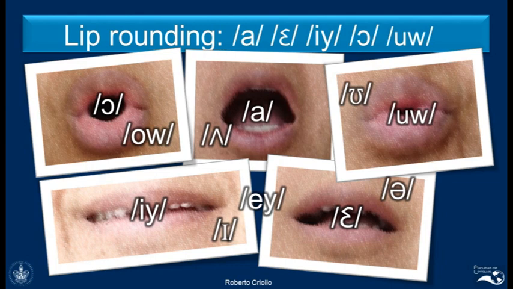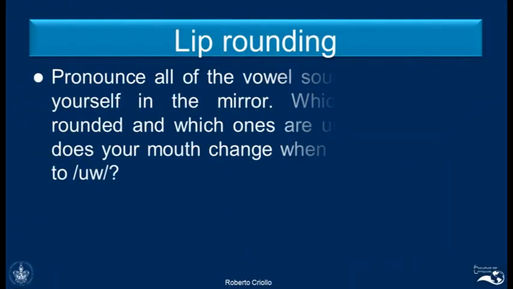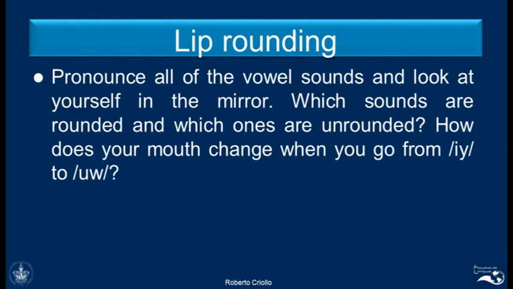So when you pronounce these sounds, you will see your lips change and adopt different shapes. Now, if you want to verify this in practice, I suggest that you pronounce all of the vowel sounds in English while looking at yourself in the mirror. You will see how the shape of your lips changes when you're pronouncing different sounds. Especially check when your mouth changes when you go from E to U. There is a noticeable change.